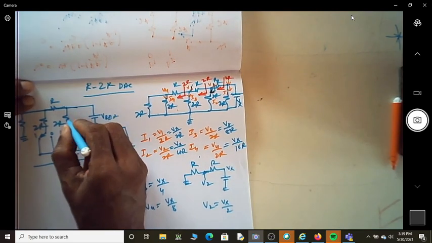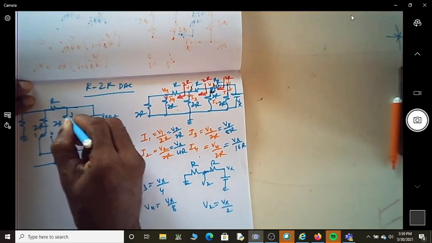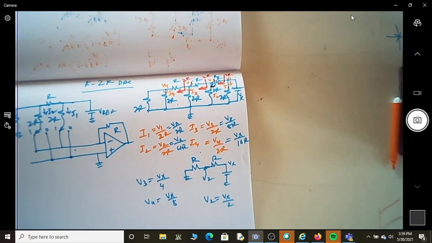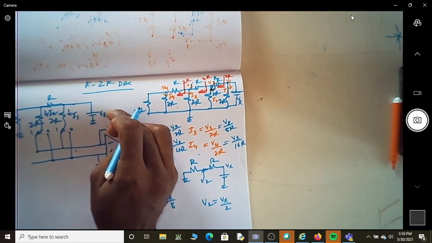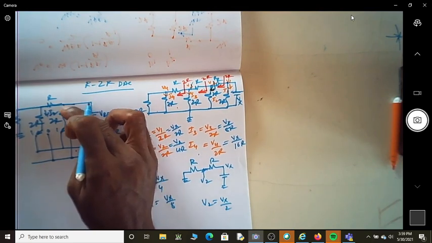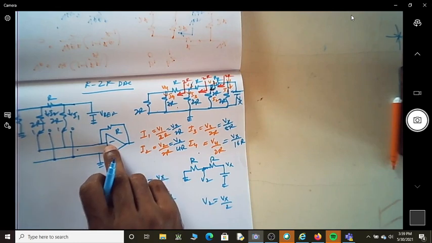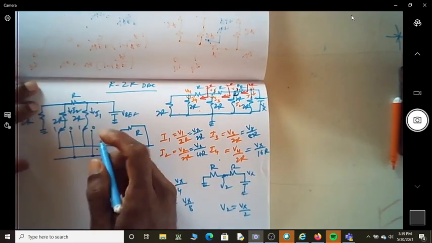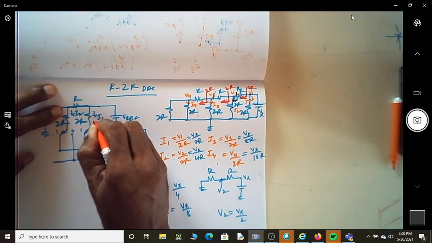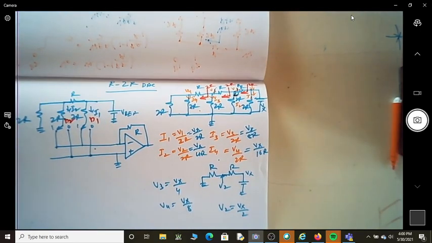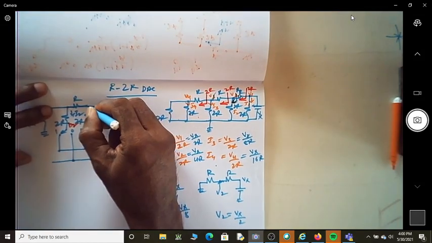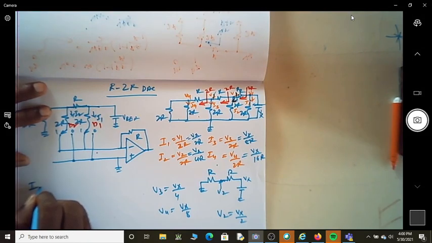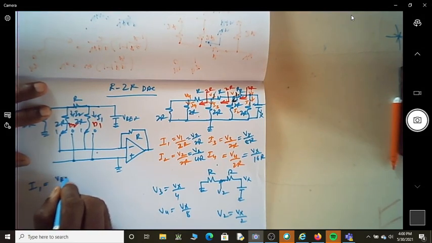Now, let us try to understand this current I1, this current I2. Looking at this, if it is 1, is the current I1 going to the inverting terminal? If this is a bit, this is B1, this is B2. If B1 is equal to 1, the switch is connected here. Whatever current is flowing here, what is the current that is going to flow here? I1 is equal to V reference by 2R, as we had it here.